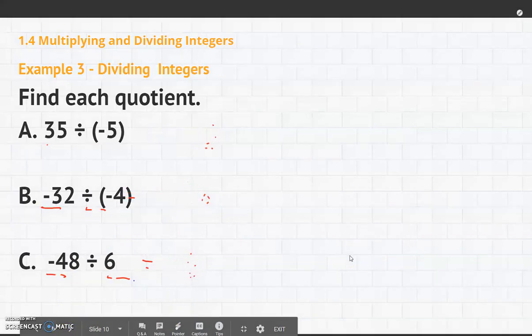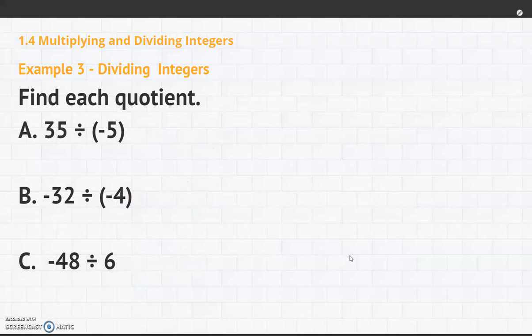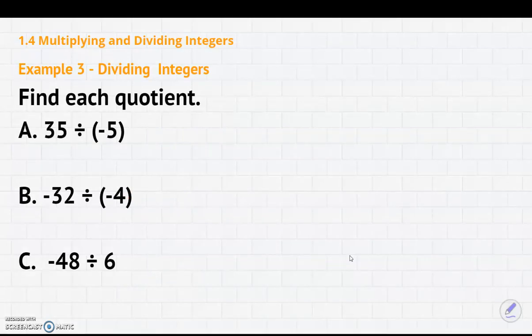Okay, quotients, again, are going to work the same way. They use the same rules. So 35 divided by 5, we know is 7. And our answer will be negative because we have different signs. 35 is positive, -5 is negative. If they have different signs, your answer is negative.